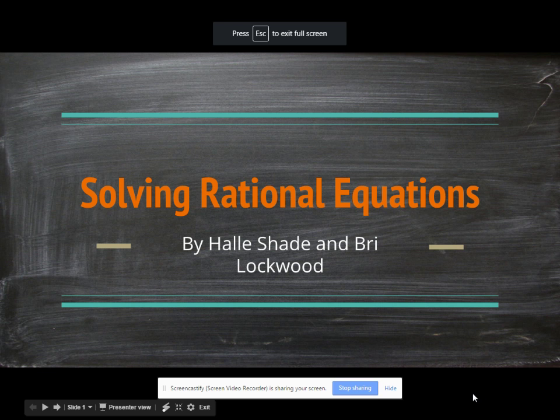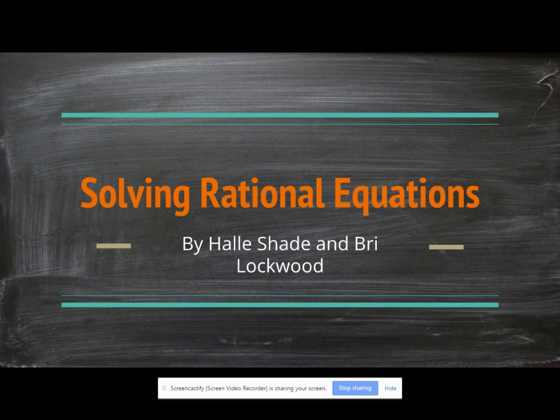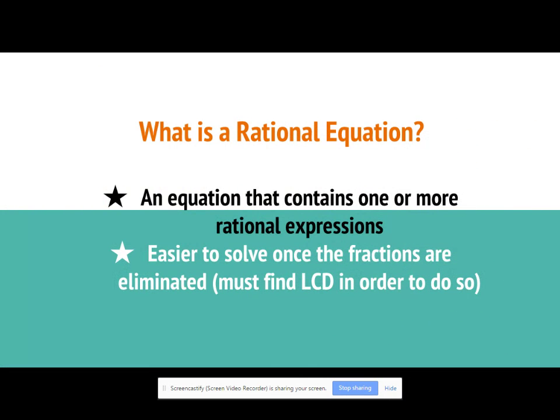So Brie and I's presentation is on solving rational equations. The definition of a rational equation is an equation that contains one or more rational expressions. It's easier to solve once the fractions are eliminated. You must find the LCD in order to do so.